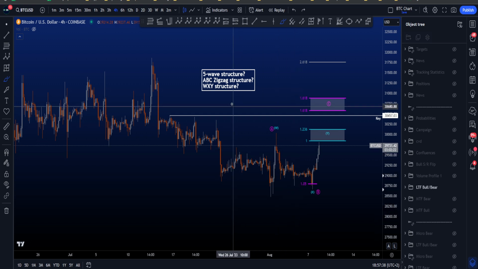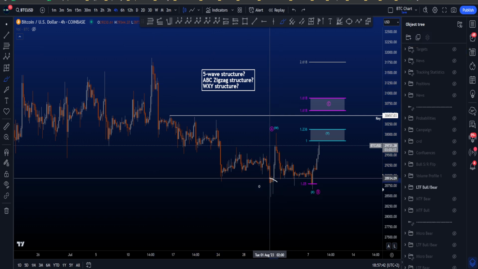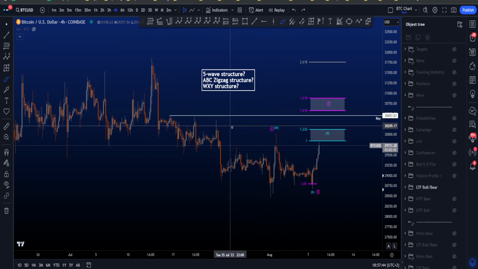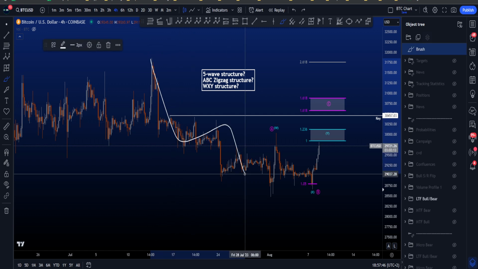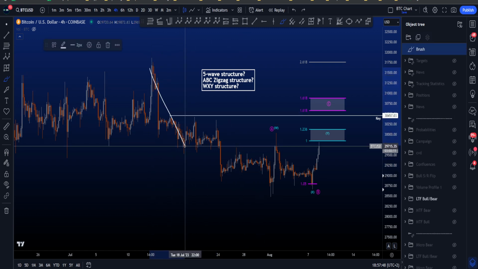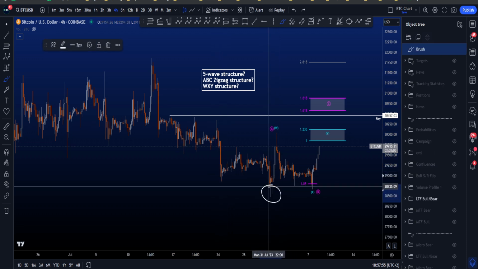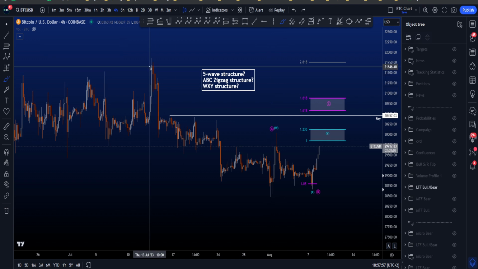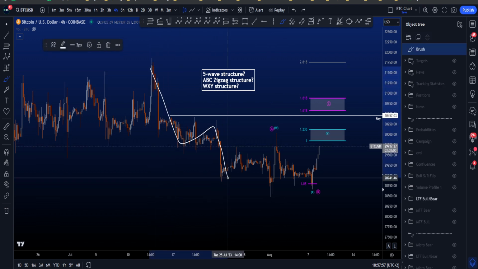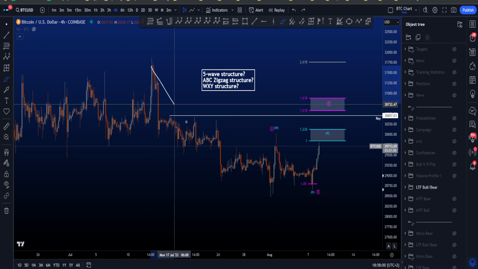So that is interesting. Now, what about a 3-wave structure? This being a 3-wave move that ends over here. If we think about a zigzag, then we're thinking about a 5-3-5. So then you have a 5-wave move, 3-wave structure, and another 5-wave move, but then the pivot ends over here. So how can we include this in a zigzag? Well, not really, because we have a 5-wave move, 3-wave structure, and another 5-wave move.